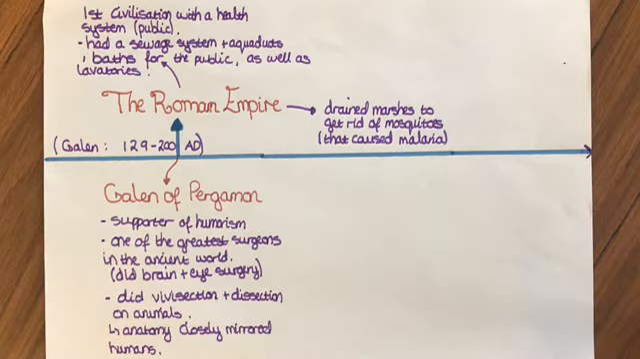Galen of Pergamon was present at this time, and he was a supporter of humorism, like Hippocrates, and he was one of the greatest surgeons in the ancient world, and he did brain and eye surgery. He also did vivisection and dissection on animals, and he found that the anatomy closely mirrored humans.